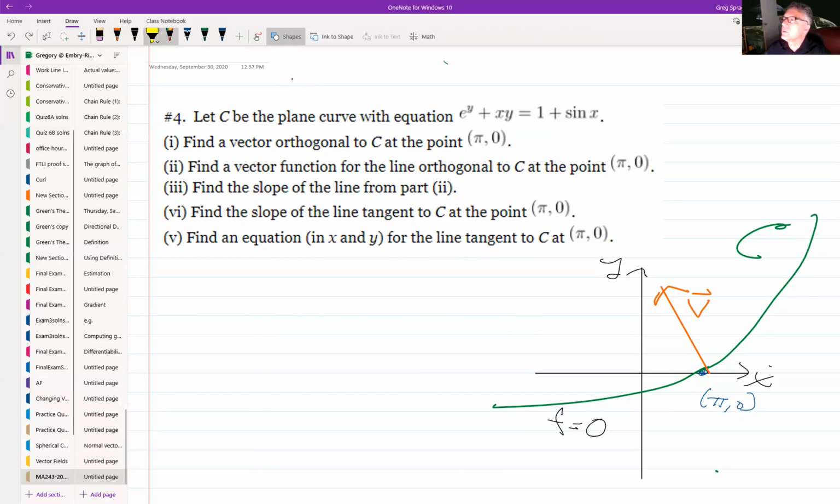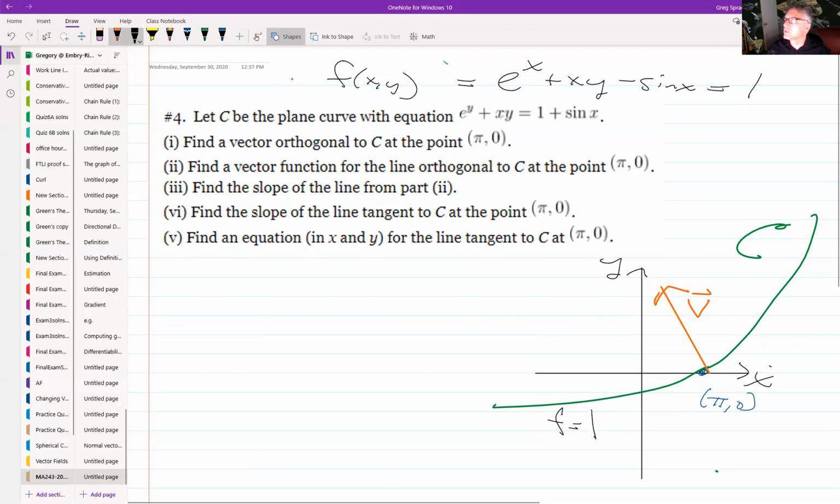So what I have to do is rearrange it so that one side is a constant. And the simplest way to do that is to rewrite it as e to the y plus xy minus sine x equals 1. I'll call the left-hand side f of x, y. So our curve is the level set f equals 1, not 0, f equals 1. So v is going to be the gradient of f at the point.